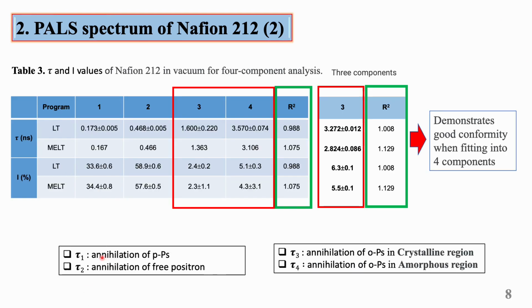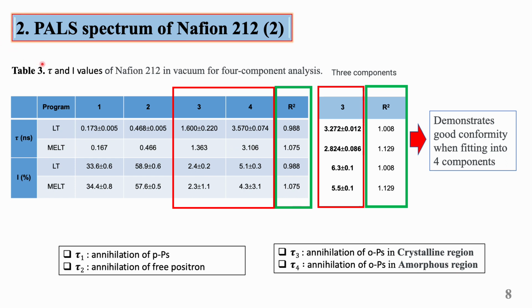τ1 represents annihilation of para-positronium. τ2 represents annihilation of free positron. τ3 represents annihilation of ortho-positronium in crystalline region, and τ4 represents annihilation of ortho-positronium in amorphous region.